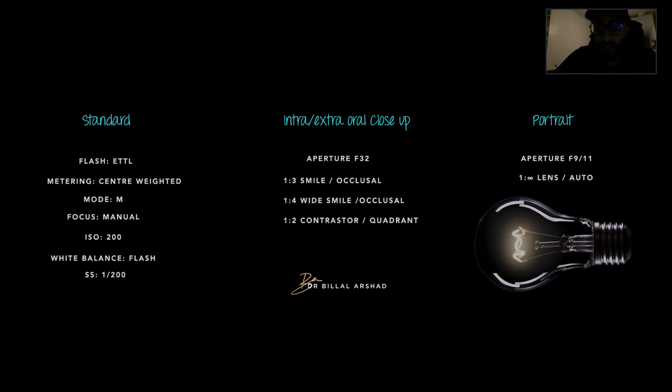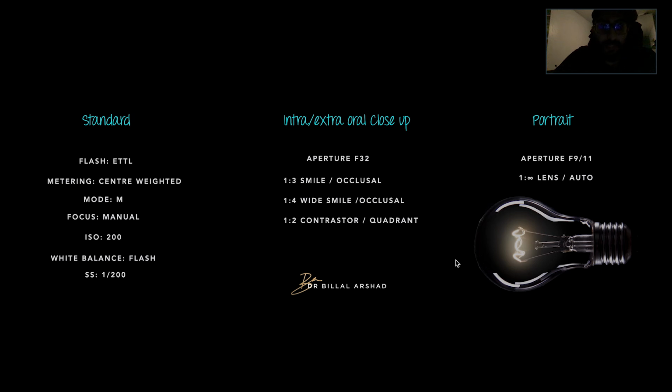So talking about the general standard settings, then we prefer to have an electronic through the lens method for our flash system. If you're using diffusers or bouncers, then you might prefer to use a manual flash system. Metering would be center weighted. The mode would be manual. Focus, I always prefer to have it on manual, and you can set the lens ratio, which I'll come on to. The ISO would be 200, the white balance would be flash, and the shutter speed would be 1/200. What about the actual aperture, which gives us the depth of field? So f32, and you can't go wrong for intraoral and extraoral close-up photography.